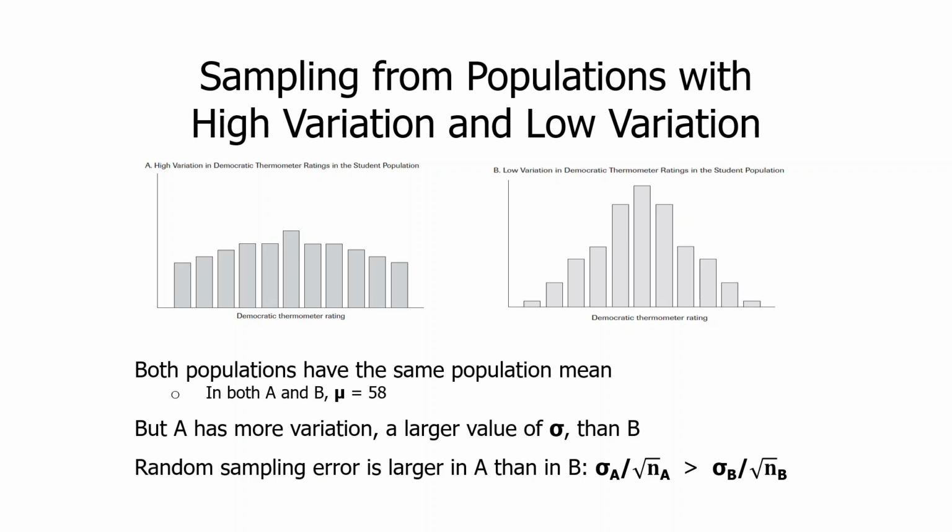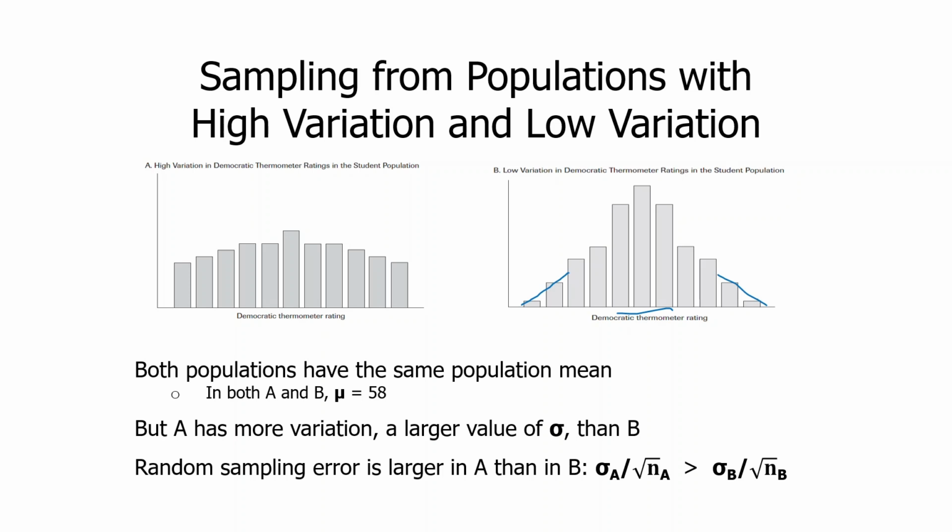Imagine performing the same exercise with the student population on the right. Here we see a very definite clustering around the population mean of 58. In fact, it looks like very high percentages of students are right around the population mean. There are a few in the cold regions and a few in the warm regions.